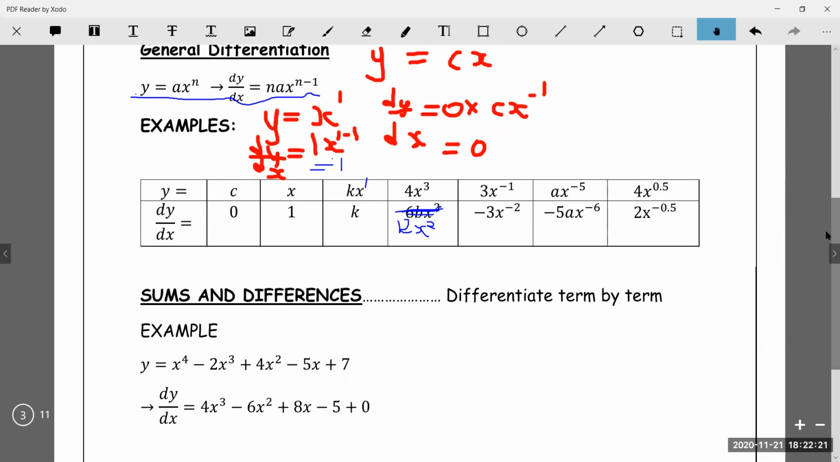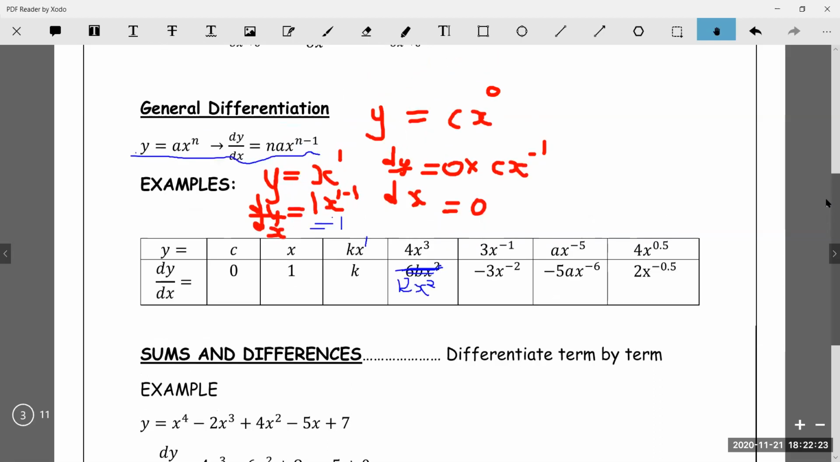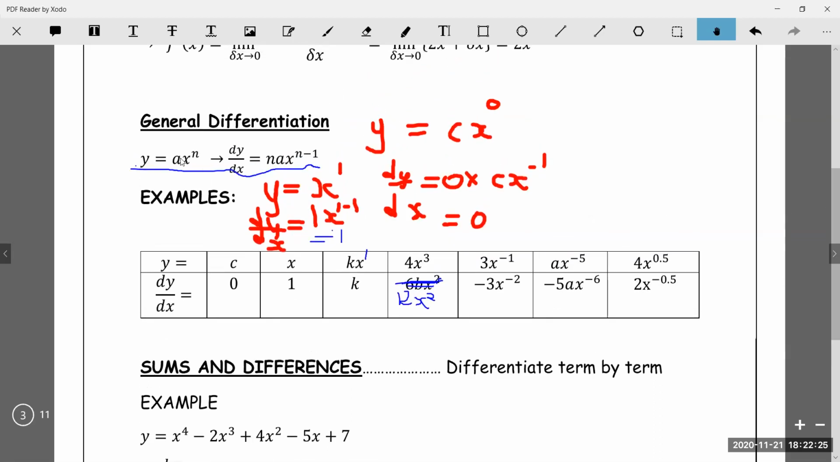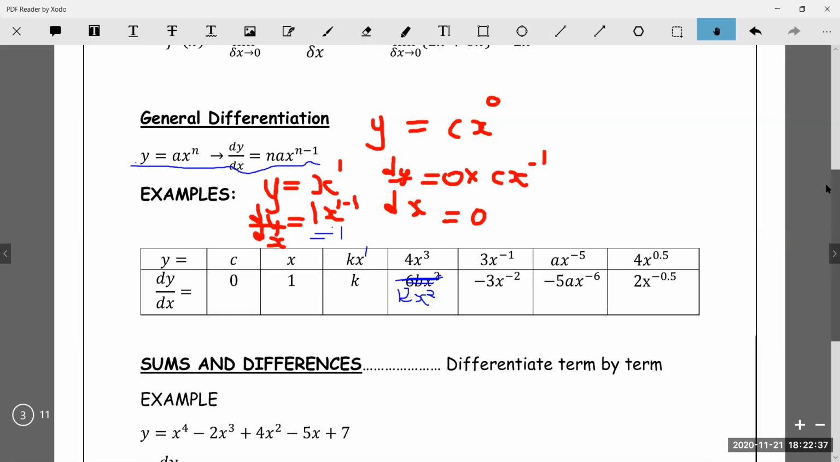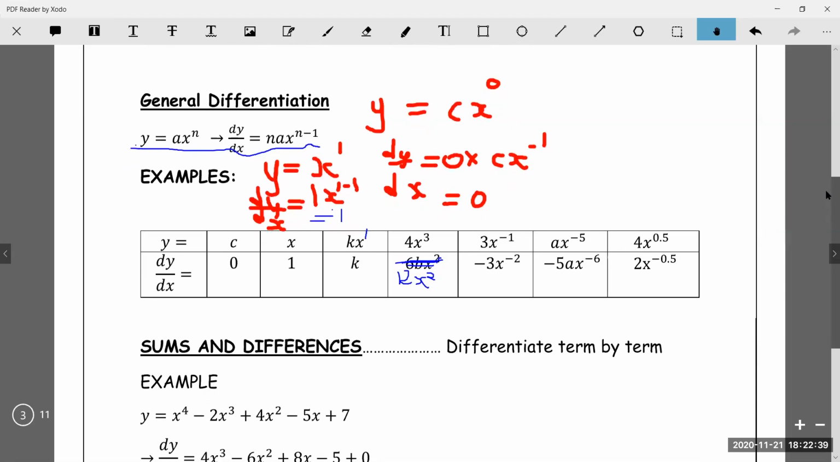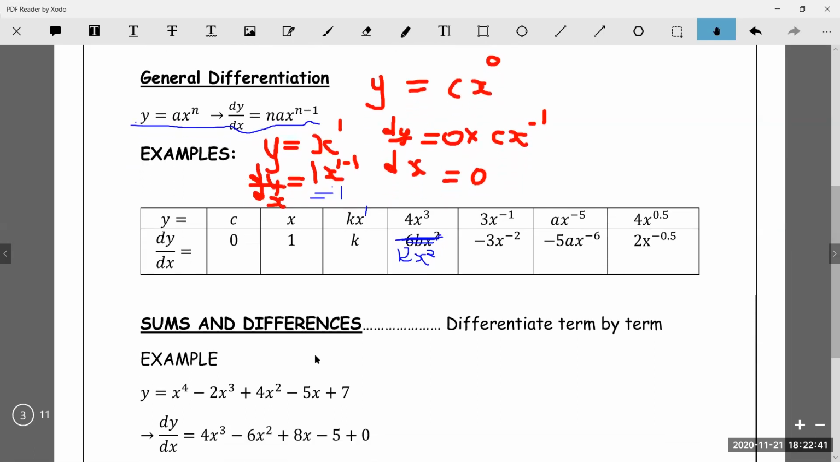Sums and differences mean now, of course, when you're getting a function, you're not going to just get a function like 5x cubed to differentiate or 4x cubed. You're going to get more than one term, don't you? Yes, sir. Nice. So now we're going to learn how to differentiate functions like these. So we call them sums and differences.